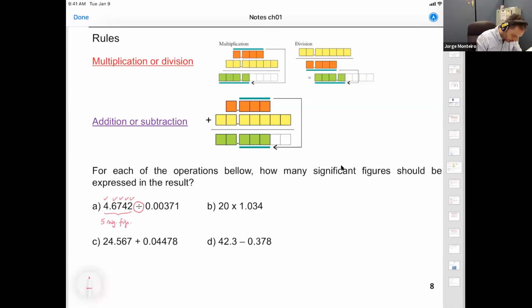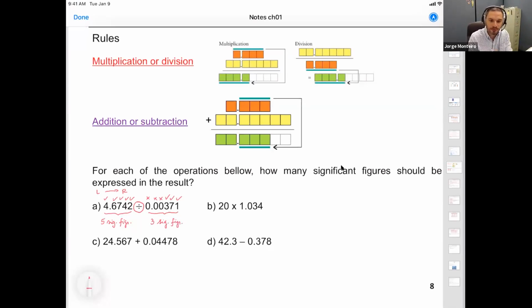Okay, so remember, always start from the left, move to the right. Your very first significant figure is the digit different from 0, okay? Now let's take a look at the second number. The first digit is a 0, therefore it is not significant. The second one is also a 0, therefore not significant. And the third one is also a 0, not significant. 3 is your first sig fig. Then after the 3, everything will be significant, 7 and 1. Okay, so therefore we have 3 sig figs.